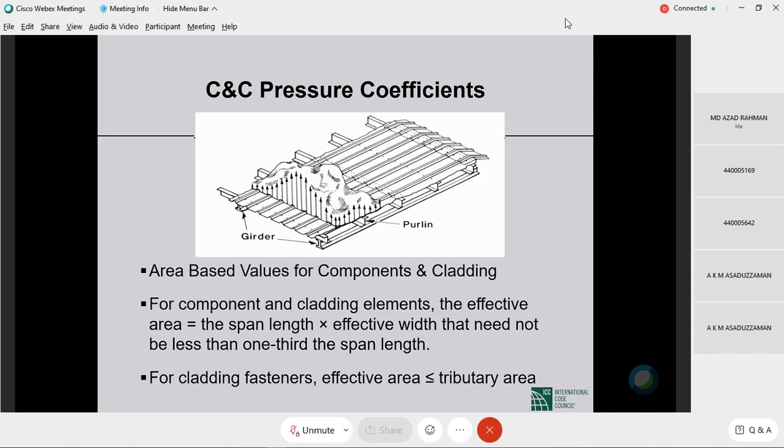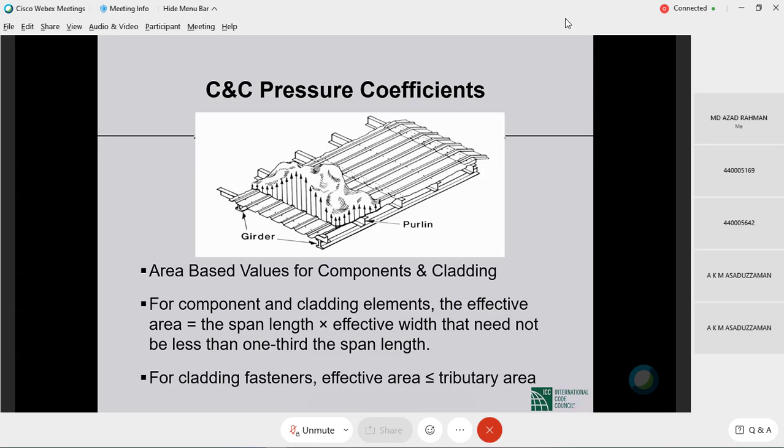Some of the time it may not be obvious whether something is directly loaded or indirectly loaded. Roof trusses many times fall in that category. The best advice in those cases is to treat the same thing both ways. You treat a roof truss as a component. You treat it as part of the main wind force resisting system. Whichever assumption produces the higher wind forces is the way to go in design.